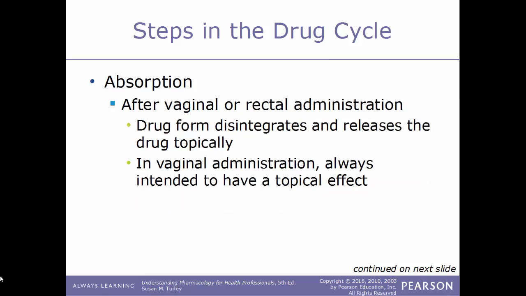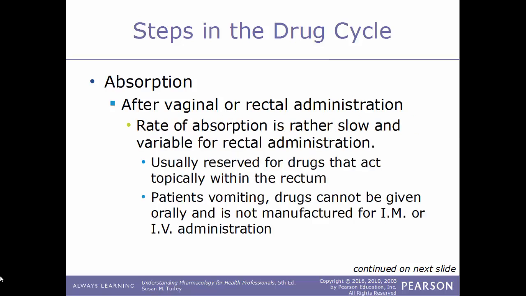After a vaginal or rectal administration, the drug form will disintegrate and then release the drug topically. In a vaginal administration, it's always intended to have a topical effect. For both of these routes of administration, rectal and vaginal, the rate of absorption is rather slow, and variable for rectal administration. And this is usually reserved for drugs that act topically within the rectum. So these routes are usually reserved for when patients are vomiting, or drugs can't be given orally, or if it's not manufactured for an IV administration or an intramuscular administration.